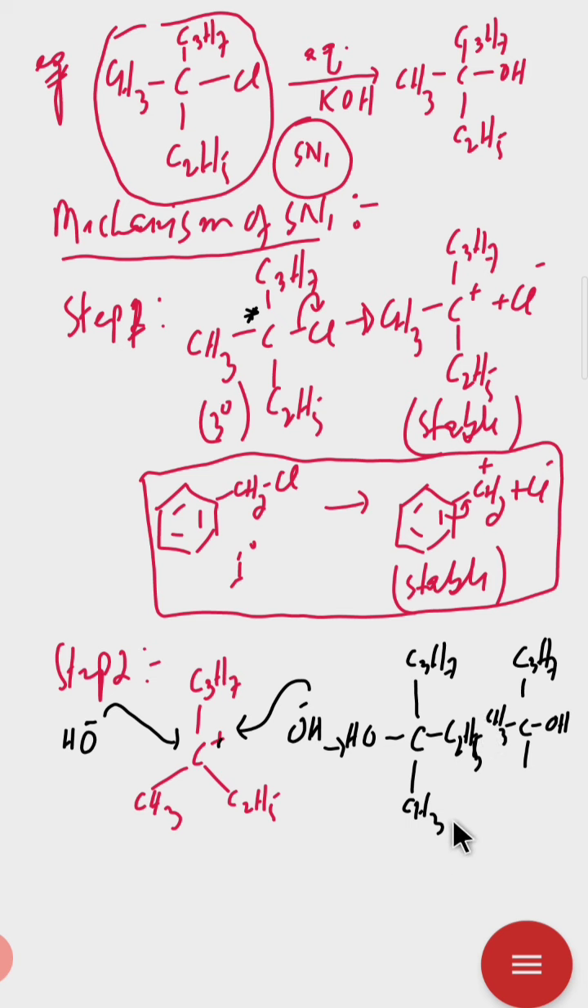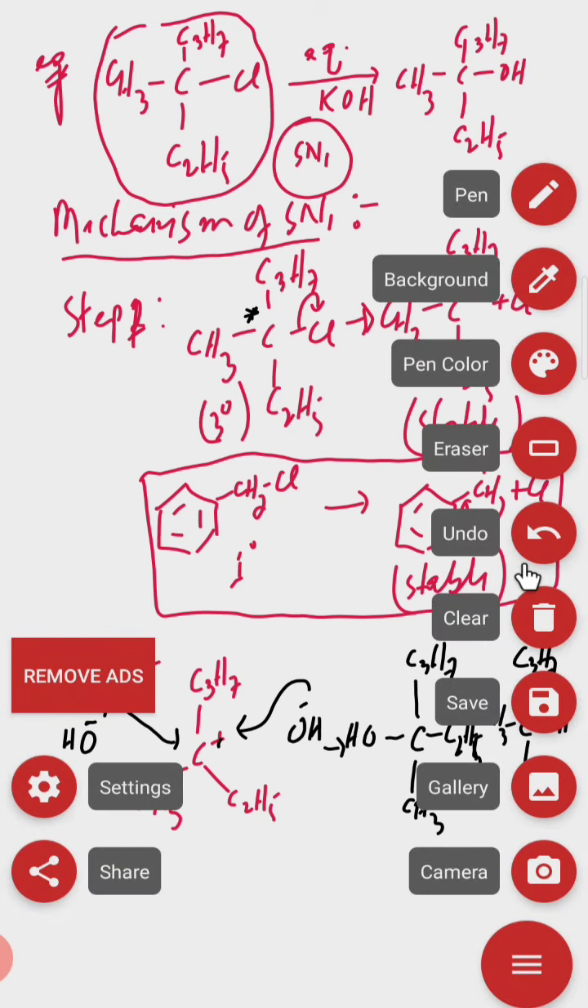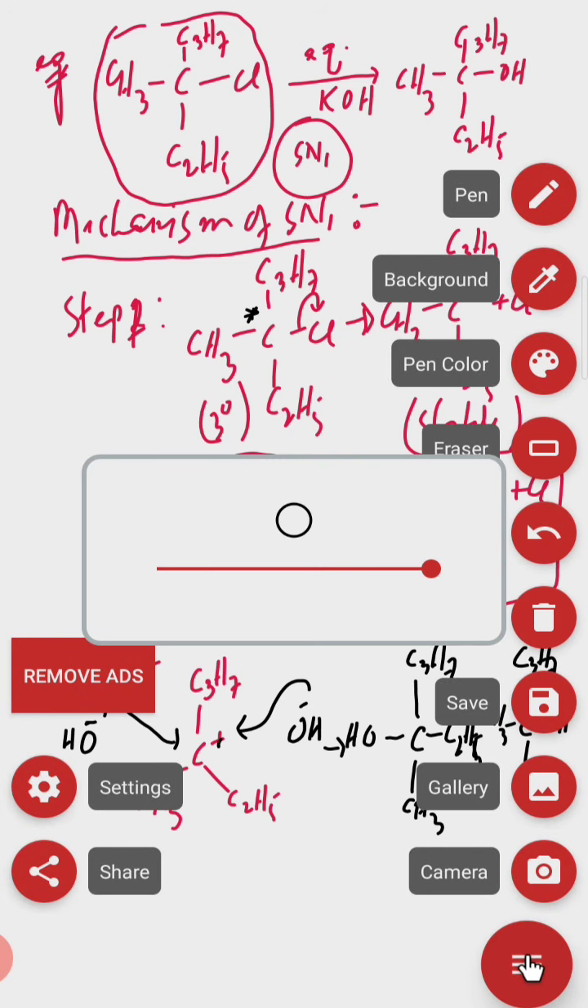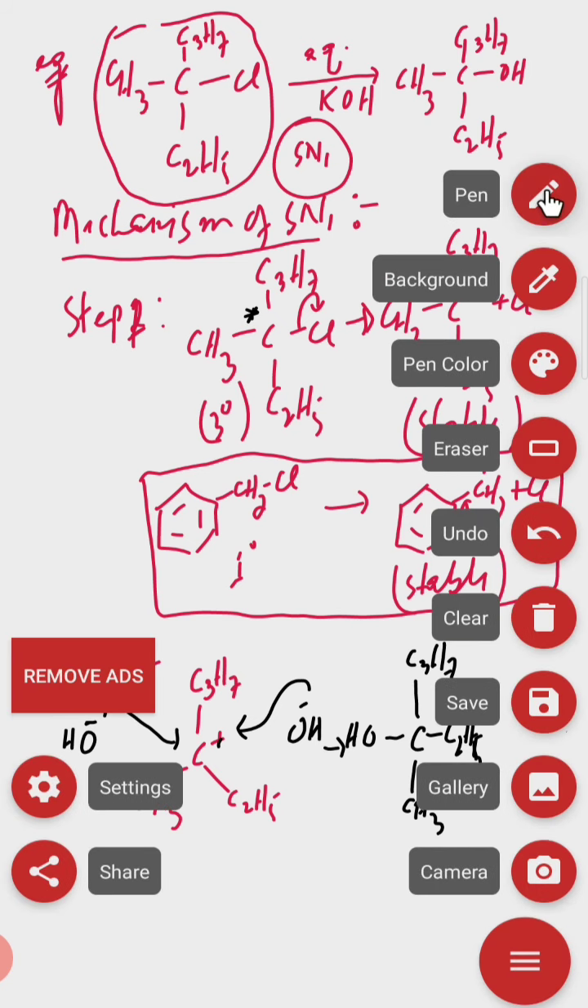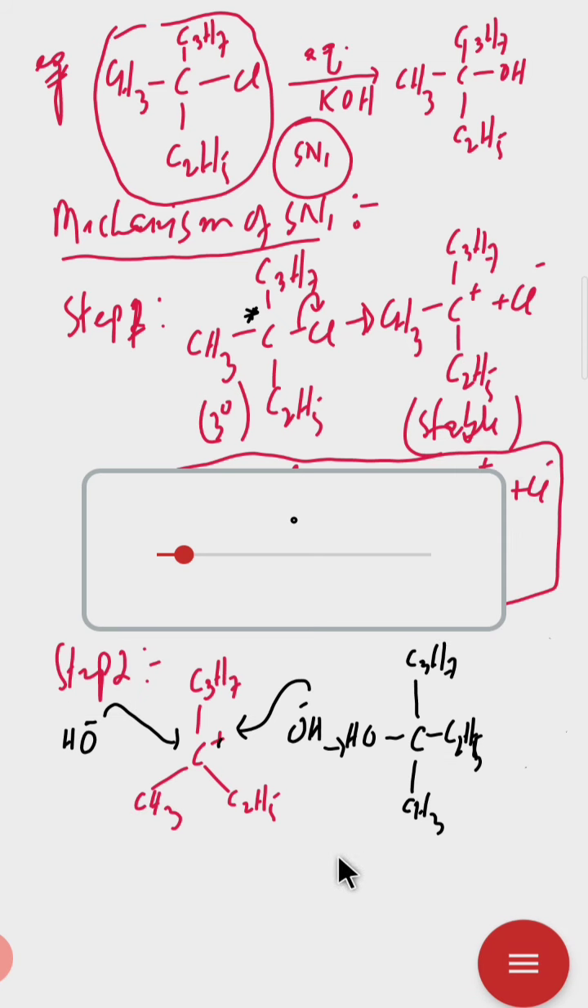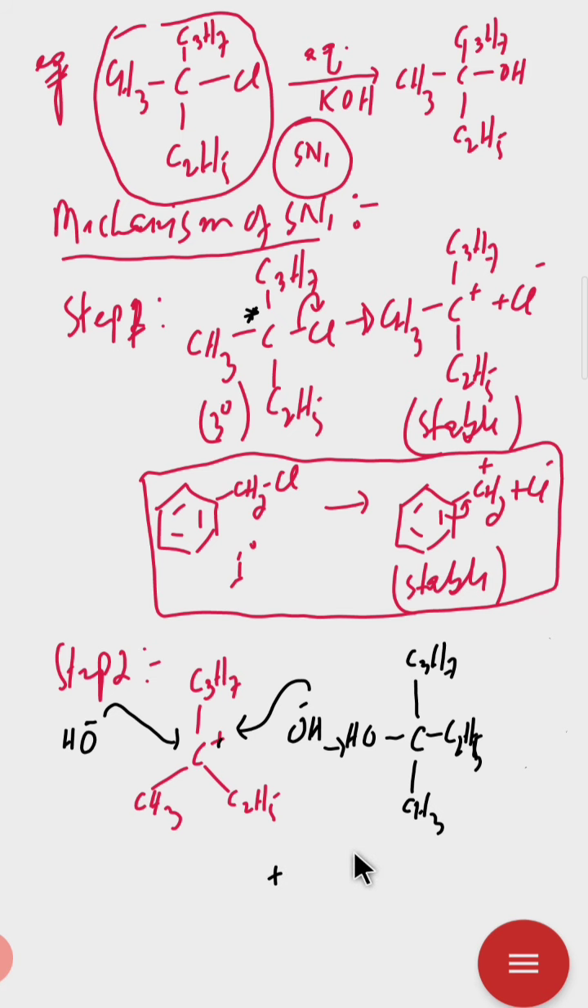So let me write this product in this area. Let me erase this because there is less space to write the product in that particular small area. So another alcohol that will be formed will be this one. This will be OH, and this will be our C3H7, and this will be C2H5, and CH3.